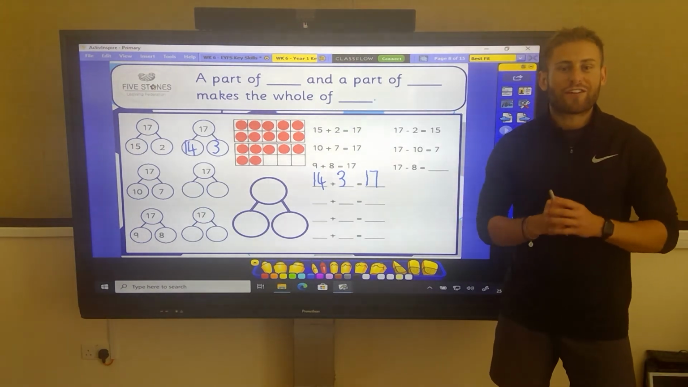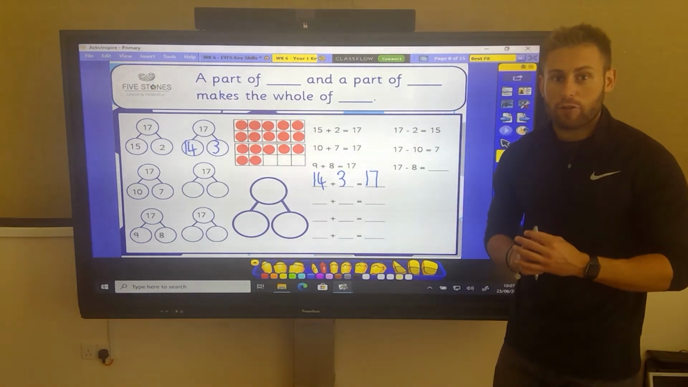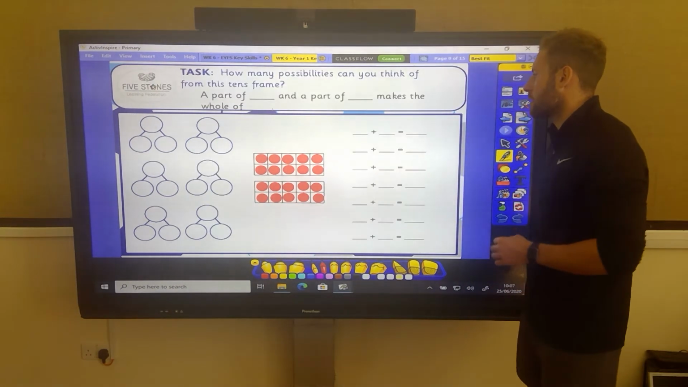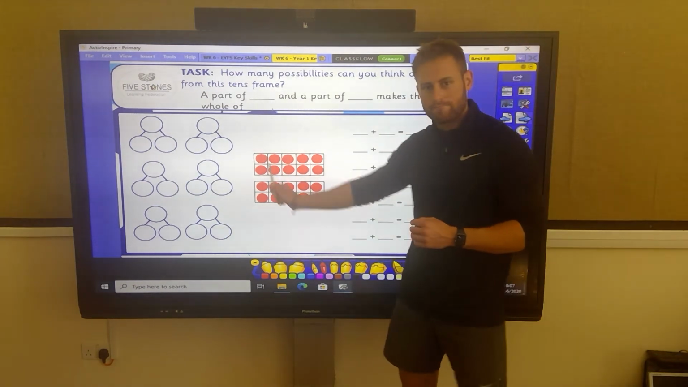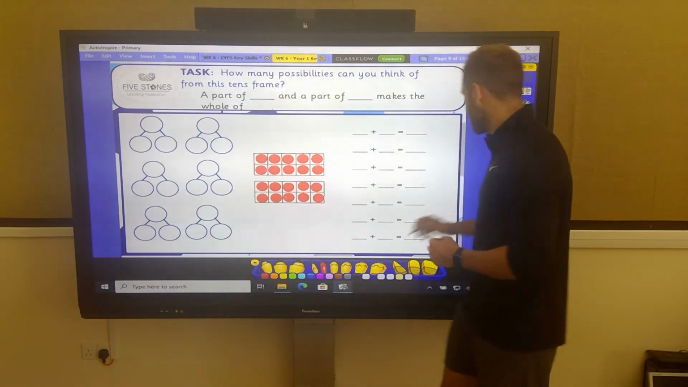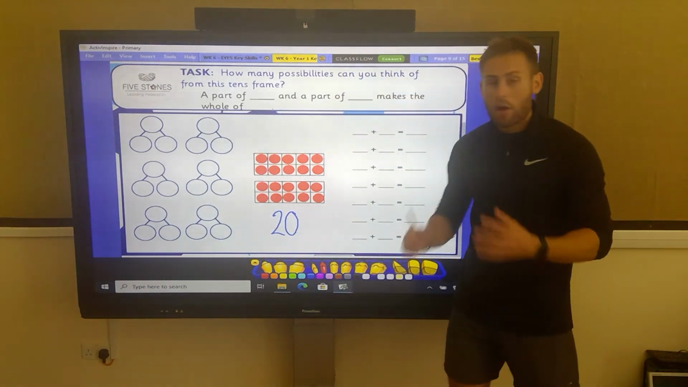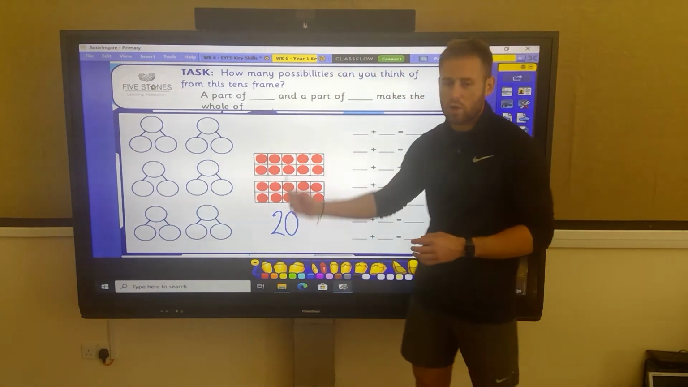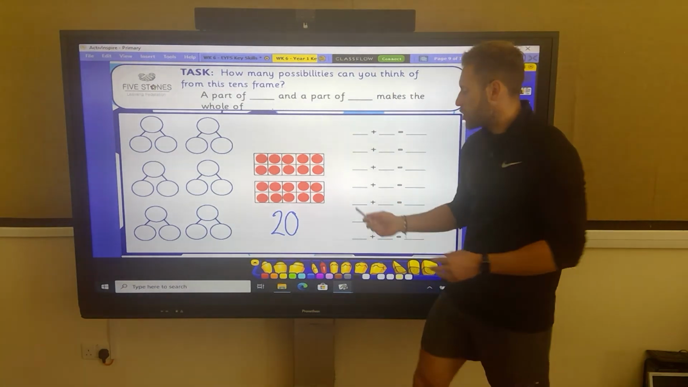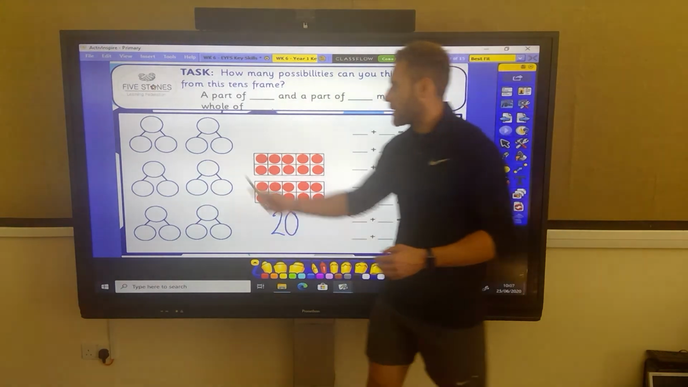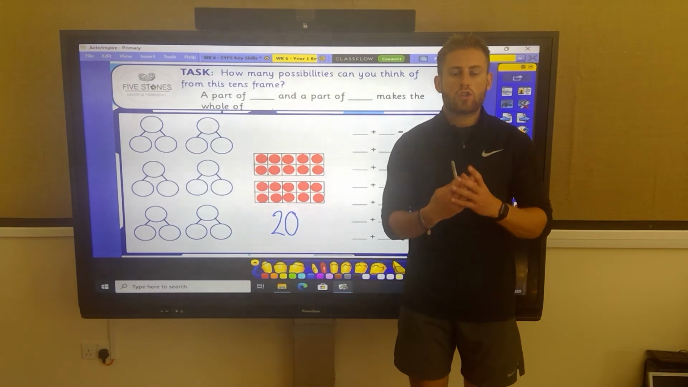So, year one, there are lots of different ways to do that, and hopefully your adult has helped put you on the right track and realise how many different ways they are. We've got a different whole now. We've got a whole of 20. And just like 17, there are many different ways we can make this whole of 20 with two different parts. So have a go now, using the number 20, completing the part whole models of finding many different ways we can make 20.